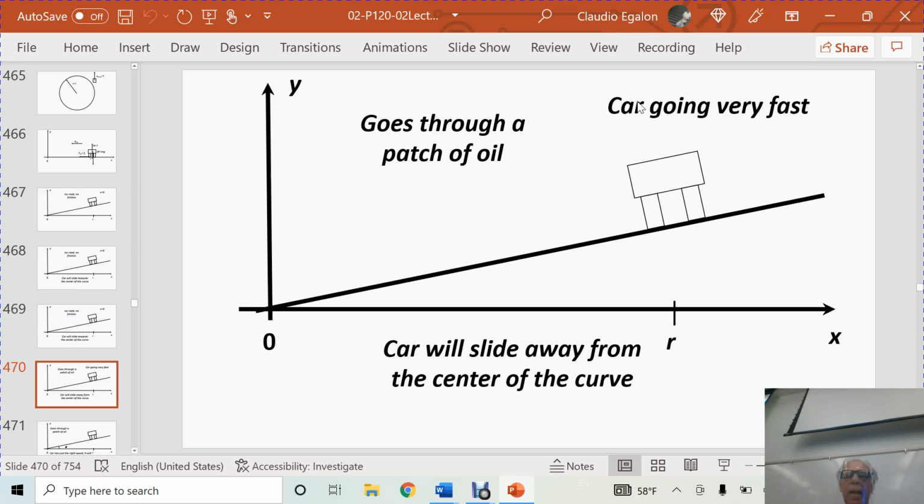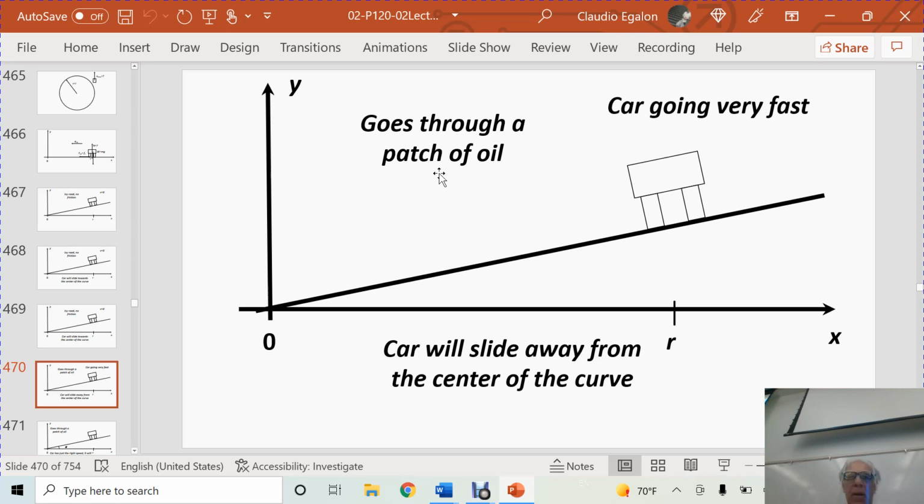But what about if the car is going very fast, you know, through a patch of oil, just like you have in those races? The car is going to shoot in a straight line, right? And shooting in a straight line means what? That the car is going to slide away from the center of the curve. The distance to the center is going to increase.